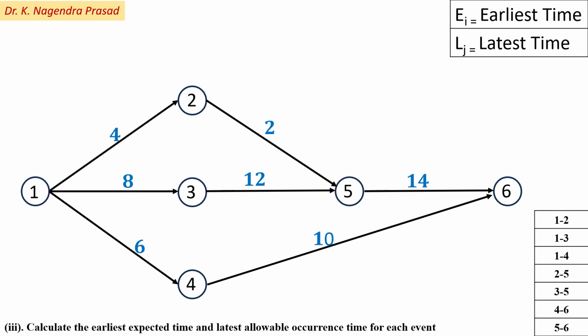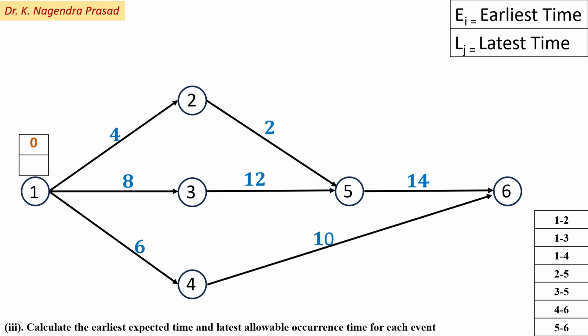Next question is to calculate the earliest expected time and latest allowable occurrence time for each event. So we have to calculate the earliest and latest time by the forward pass and backward pass method. First apply the forward pass method to determine the earliest time. For the forward pass method, always start at the starting event and consider the starting time as 0. So here the starting event is 1 and its earliest start time is 0.